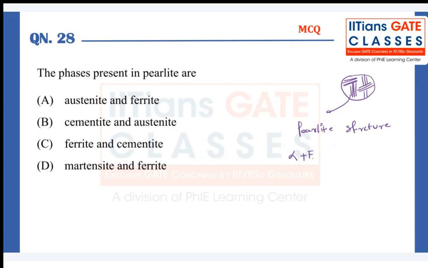Alpha plus Fe3C, where alpha is ferrite, as we have discussed, and Fe3C is cementite. Now ferrite plus cementite is your perlite structure. So perlite is ferrite and cementite. Is that austenite and ferrite? No. Cementite and austenite? No. Ferrite and cementite, this is your answer. So now the answer is C.